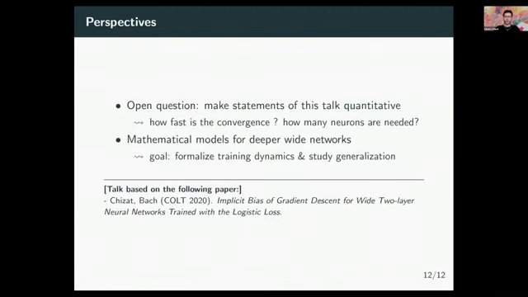So let me conclude this talk with some open questions. Of course, making all these statements quantitative. I expect that at least some assumptions on the training data or the distribution would be necessary to obtain polynomial time convergence guarantees. And of course, another interesting question is to study deeper models in the infinite-width limit. Here we are not yet talking about implicit regularization, but I think the question of what is the correct mathematical formalism to describe deep wide neural networks is still an open question.